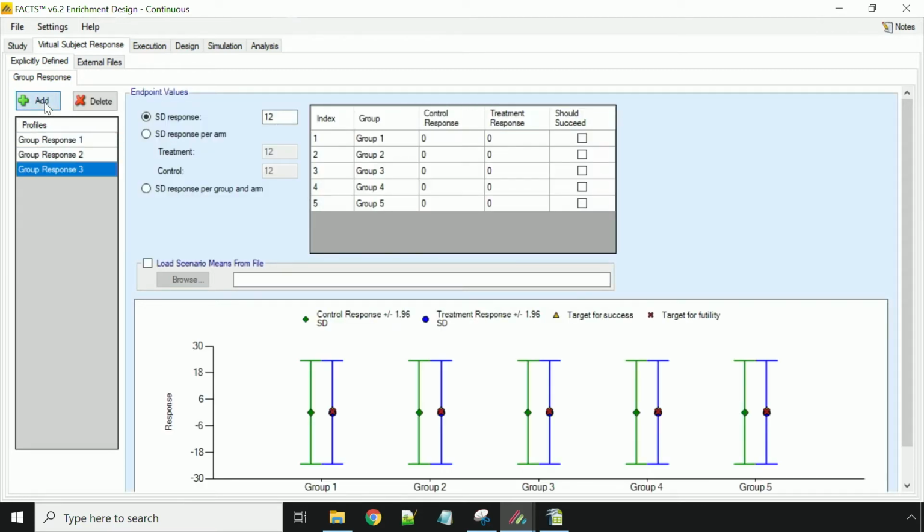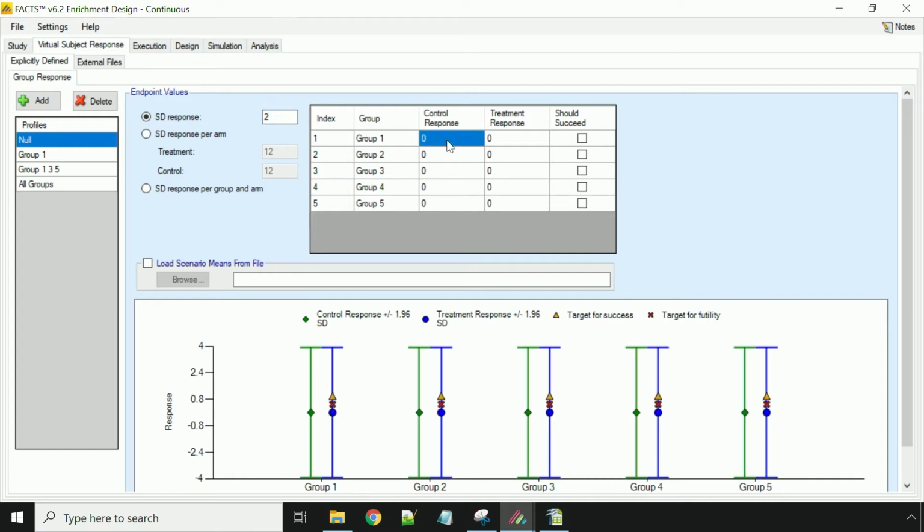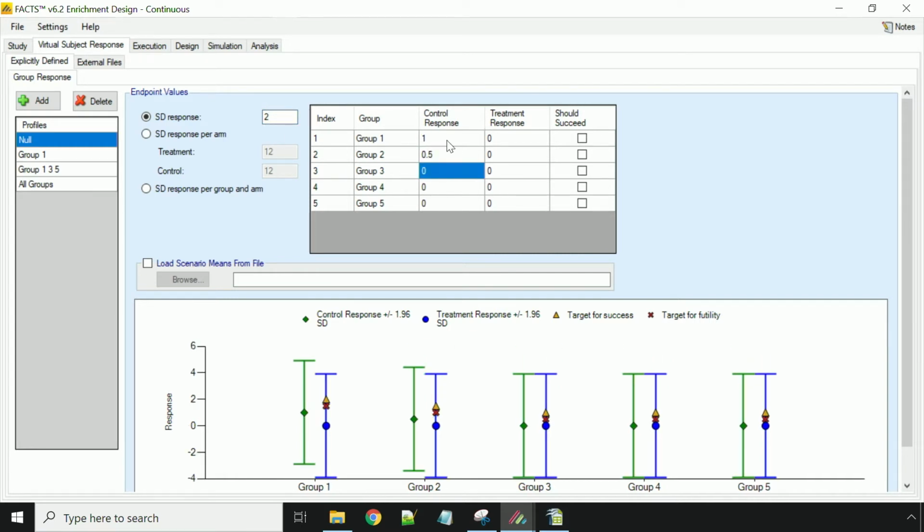look at 4 different profiles: a null, group 1 only, group 1, 3 and 5, and all groups. In each of these scenarios, the standard deviation is 2. The control response is going to follow the same pattern. And of course, in the null case, the treatment effect will be the same in all groups as the control.